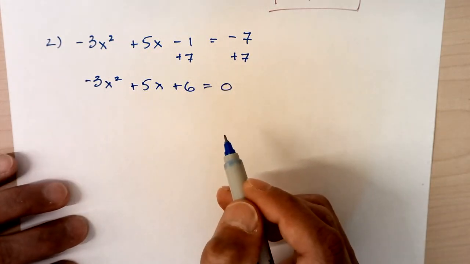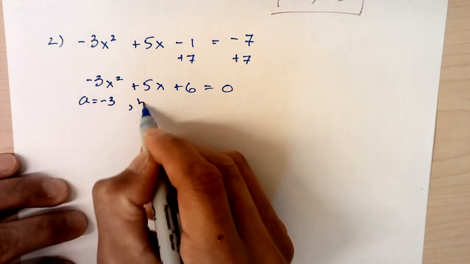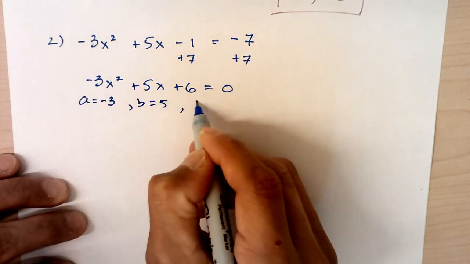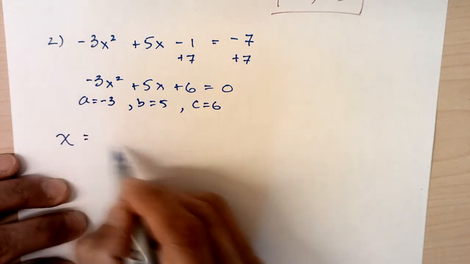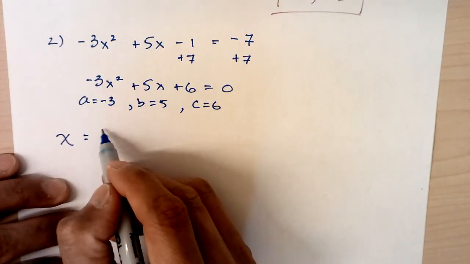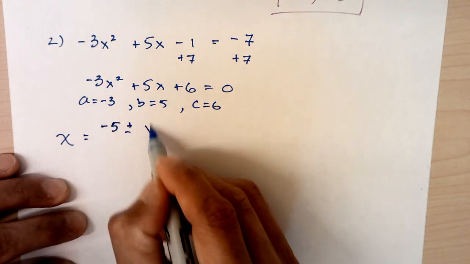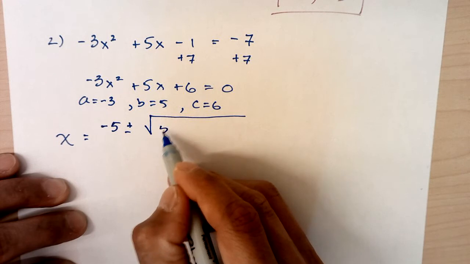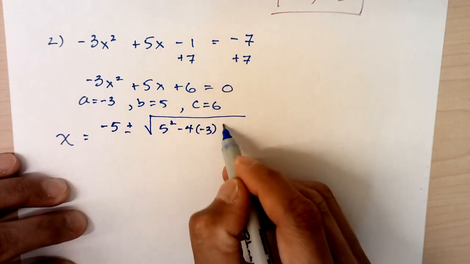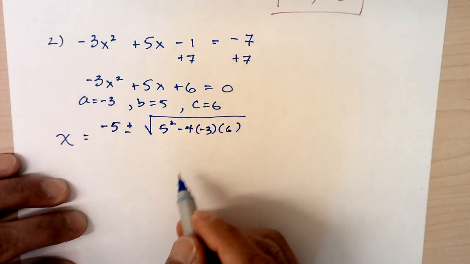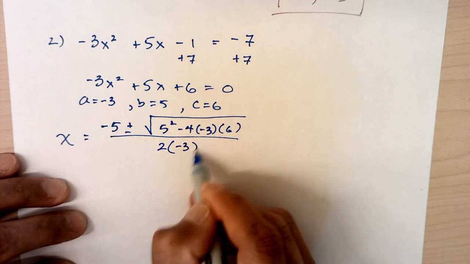Now that everything's equal to 0, we could figure out that a value is -3, b is 5, and c is 6. So now I could plug those numbers into the quadratic formula. X is equal to the opposite of b, so that's -5, plus or minus the square root of b squared, so that's 5 squared, minus 4 times a, which is -3, times c, which is 6, all over 2 times a, so 2 times -3.